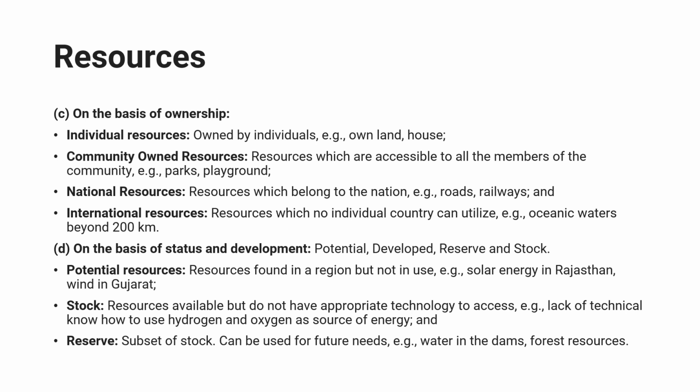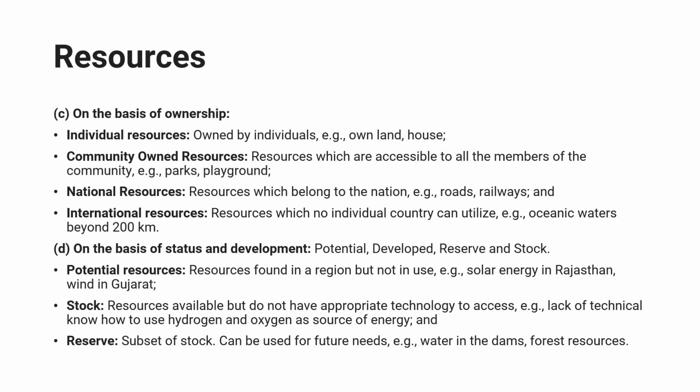Number 3, on the basis of ownership. Individual resources are owned by individuals, for example, own land, house, etc. Community owned resources are accessible to all the members of the community, for example, parks, playground, etc. National resources belong to the nation, for example, roads, railways, etc. And international resources, which no individual country can utilize, for example, oceanic waters beyond 200 kilometers.